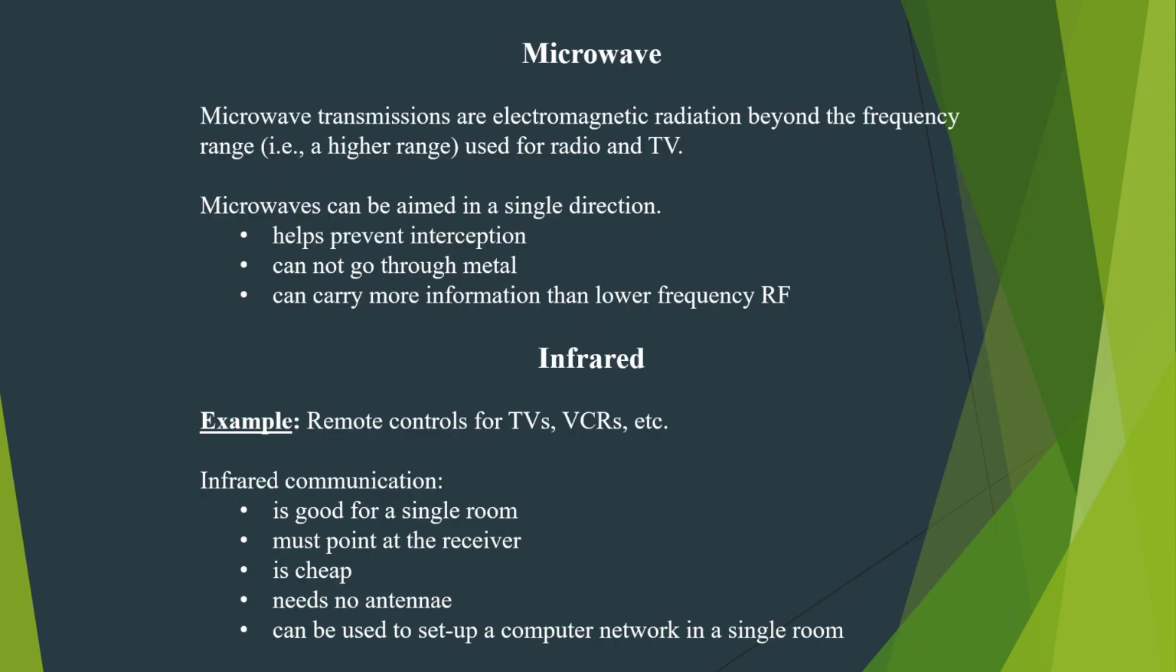And then we are going for microwave. Microwave transmission is electromagnetic radiation beyond that frequency range, used for radio or TV. Above 100 MHz the waves travel in a straight line and can therefore be narrowly focused, concentrating all the energy into a small beam using a parabolic antenna like a satellite TV dish. It gives a much higher signal to noise ratio, but the transmitting and receiving antennas must be accurately aligned with each other. Before the advent of fiber optics, microwaves formed the heart of the long distance telephone transmission system.